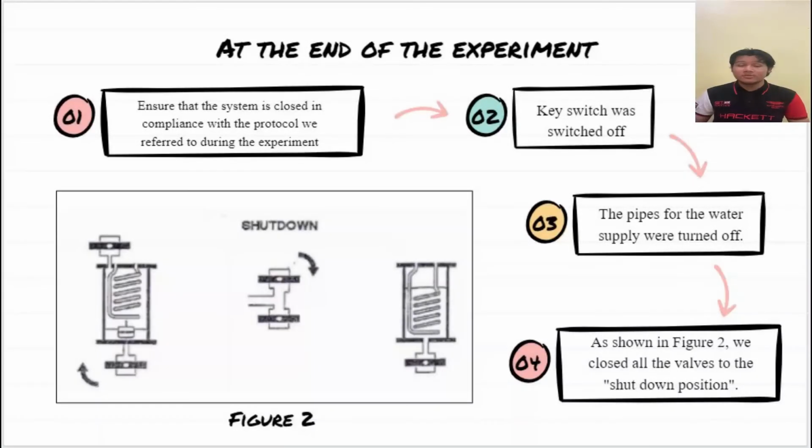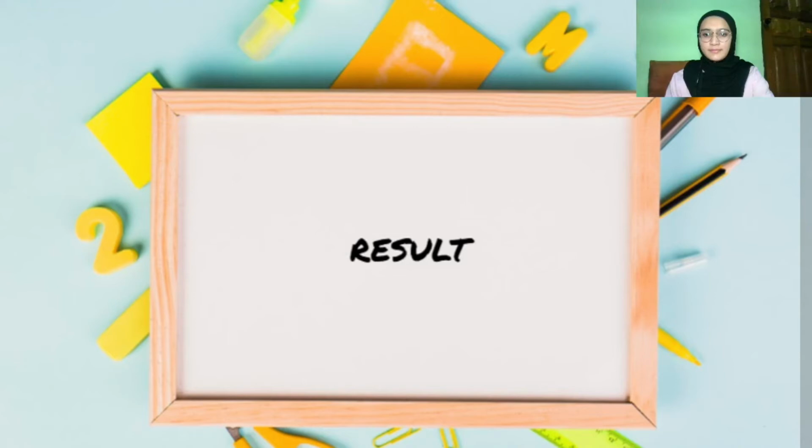At the end of the experiment, ensure that the system is shut down in compliance with the protocol we referred to during the experiment. The key switch is switched off, the pipes for the water supply are turned off, and lastly, as shown in figure 2, we close all the valves to the shutdown position. Next, we move to the results.